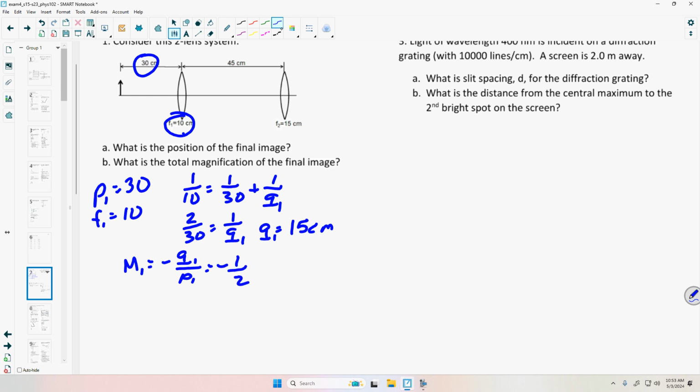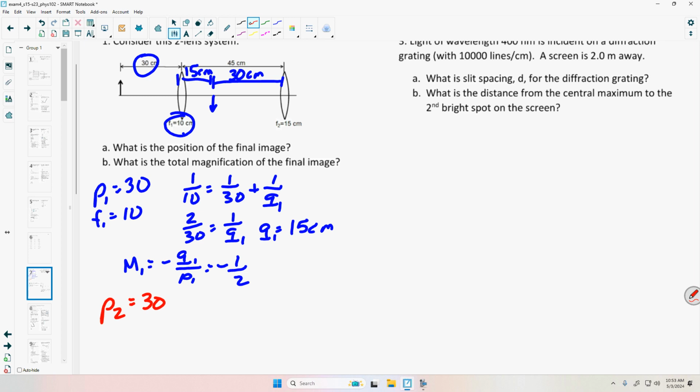So when I draw that image, it's going to be 15 centimeters to the right, and it's going to be half the size of the original object. Oh, it should be a little smaller than that. At a distance of 15 centimeters, and it is inverted. Okay? Then I can find this distance just by saying 45 minus 15 is 30, and then that becomes my P2. So then I say P2 is equal to 30, and I go through the whole step again.